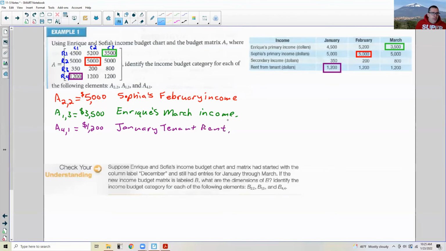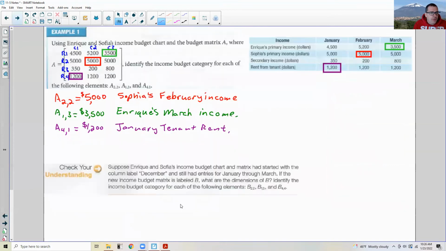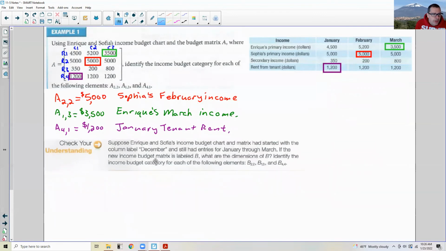Okay, so there's the answer to example 1, just to give you a feel of positions in the matrix, and those are called the dimensions. So you need to know the dimensions and the location, where the element is. All right, so now let's check your understanding. Try to do this on your own, pause the video and then come back.